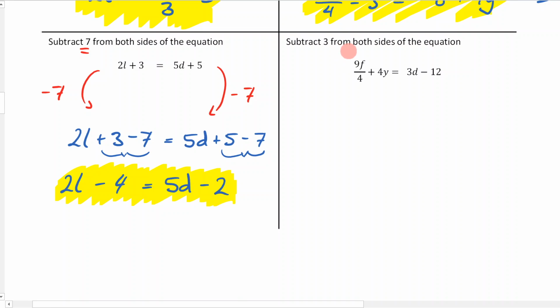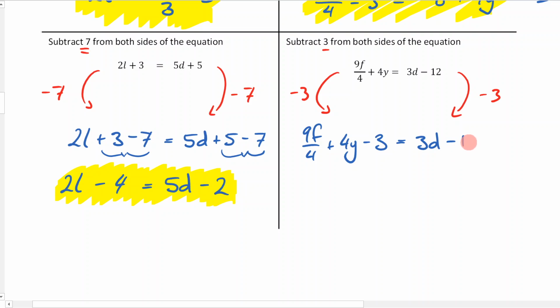Subtract 3 from both sides of the equation here. So I'm subtracting 3 from this side and I'm subtracting 3 from that side. So that means I'm going to get 9f on 4 plus 4y minus 3. That's an ugly looking 3. Minus 3 is equal to 3d minus 12 minus 3.